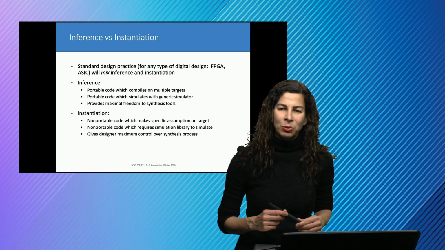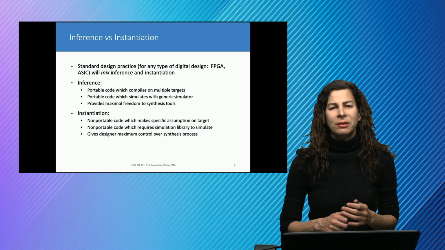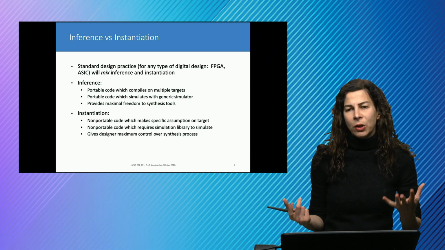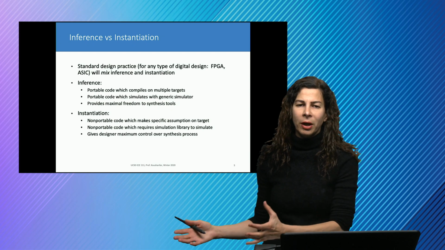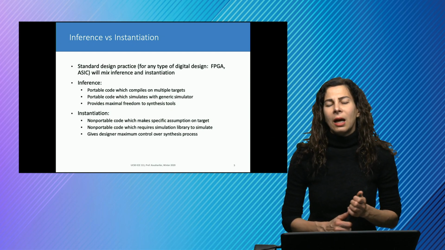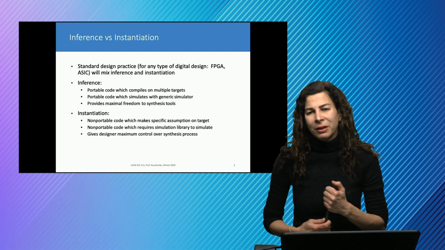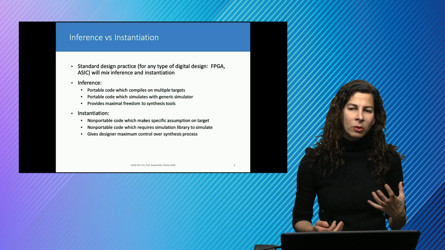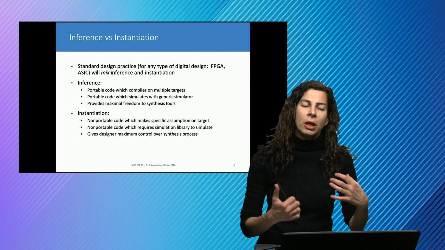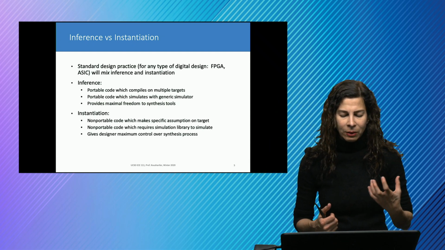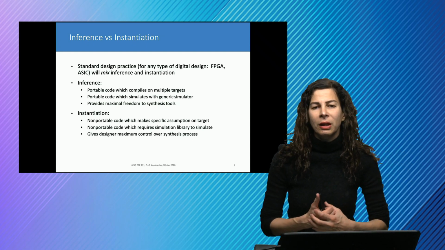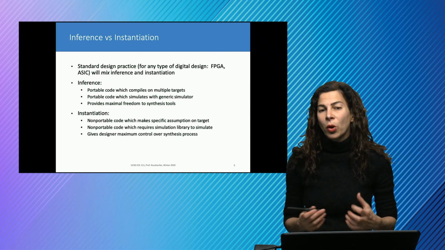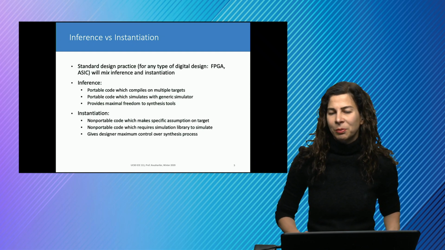In standard practice, we mix inference and instantiation. When we do inference, it means that we have code that could go on multiple targets. It's portable, and can be simulated with a generic simulator. Instantiation is when we do not have portable code. We actually have code which is specific to a design or a board, and it calls in simulation libraries to simulate. This gives more control over the synthesis process.